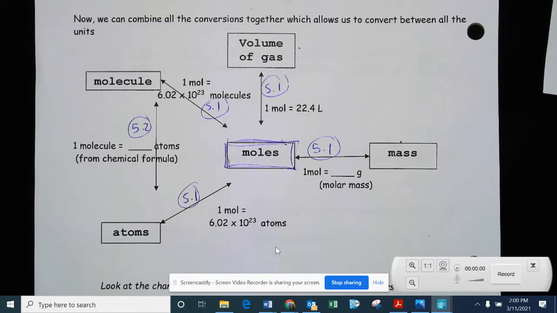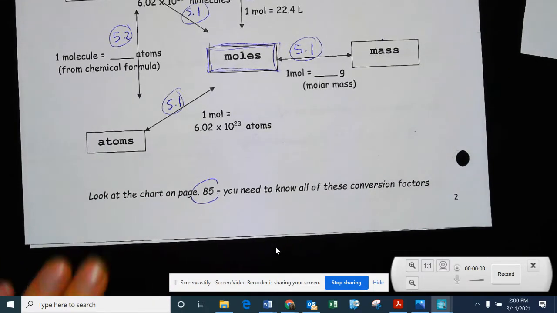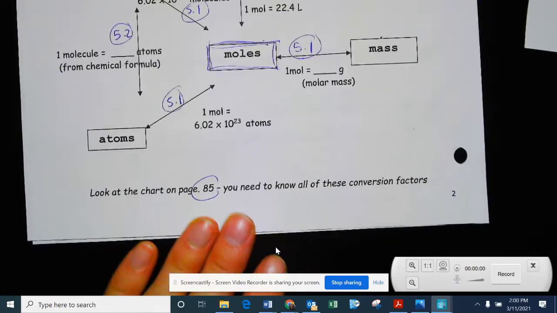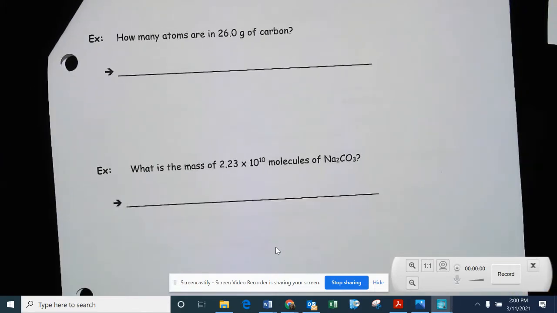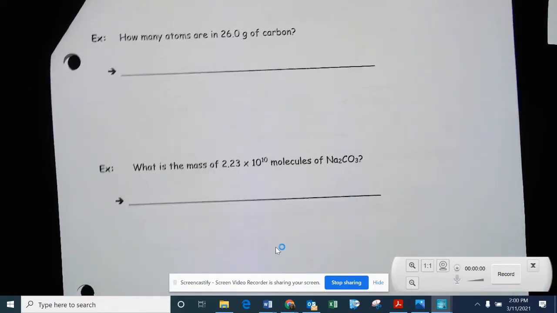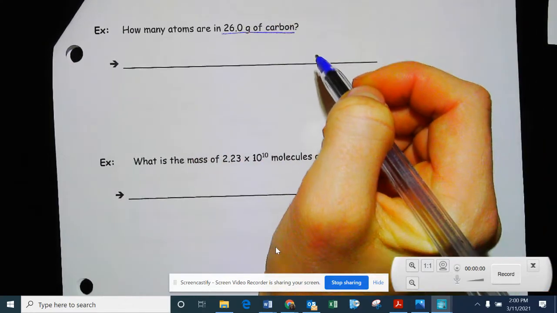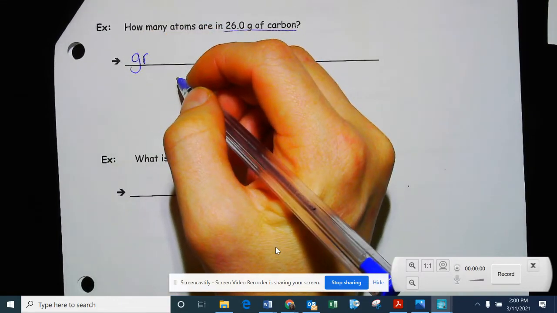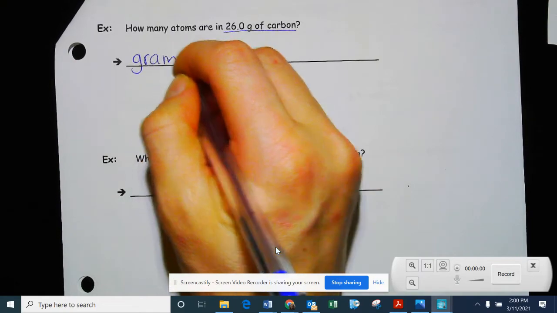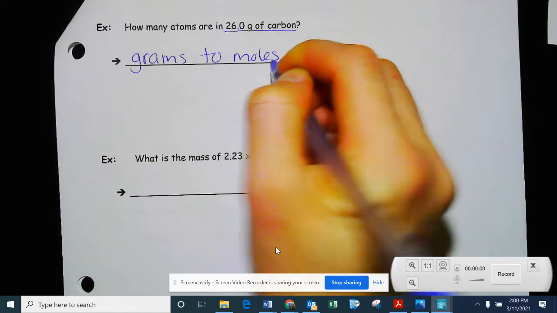Okay, and this is on page 85 as well in your textbook. So you need to know the conversion factors that are involved in this. Okay, let's do this first example and then we'll take a break. So we're going to do how many atoms are in 26 grams of carbon. So this unit that we're looking at is grams to moles to atoms.